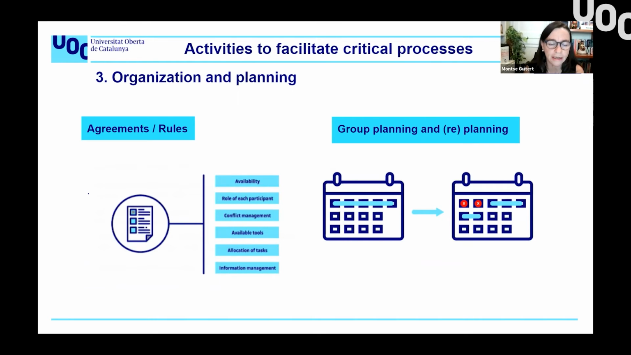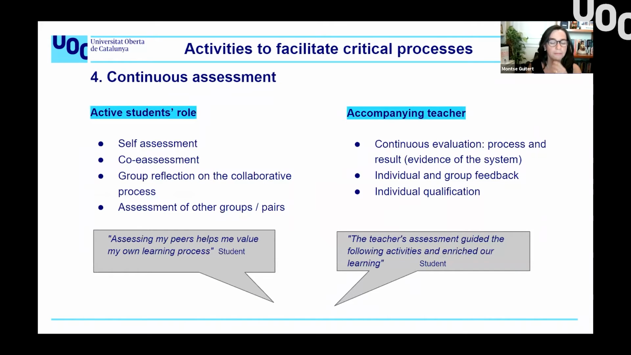For example, the students can create the agreement rules for the group based on availability, roles of each participant, conflict management, select tools, allocate tasks, information management, and so on. And it's very useful and necessary to make group planning and replanning during the process. Finally, the fourth is continuous assessment. In continuous assessment, it's important for the student to be active. For this, I propose four activities: self-assessment, co-assessment, group reflection on the collaboration process, and also peer assessment or assessment of the other group.